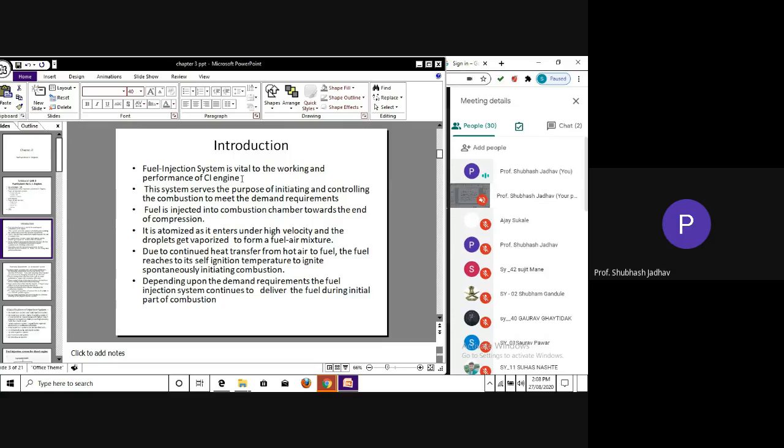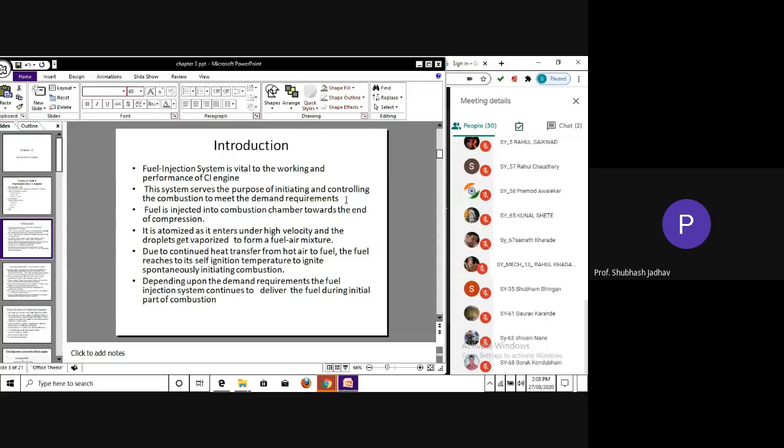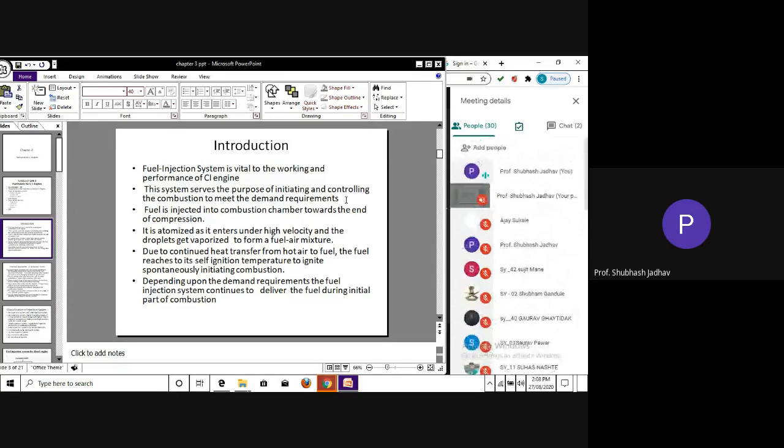The system serves the purpose of initiating and controlling the combustion to meet the demand requirements. So here, from the starting of the combustion to meeting the different demands, everything is done by the fuel injection system. As we discussed in the previous lecture, it was quality governing in the case of an SI engine, while in a CI engine it is quantity governing. So that again becomes a very important issue over here.